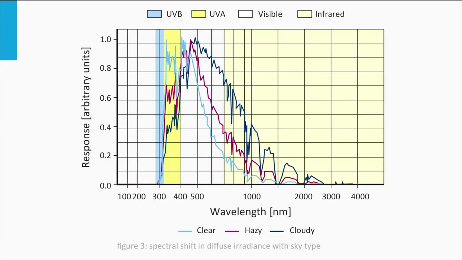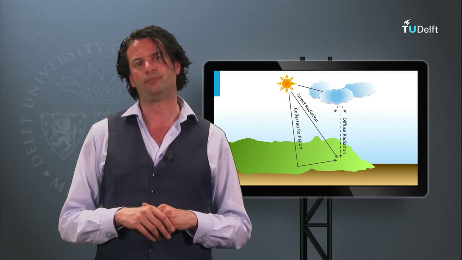On a cloudy day, the spectral composition of light is different from that of light on a clear day. Namely, on a cloudy day, represented by the black line, the relative amount of UV is less and the relative amount of infrared light is higher. That happens because the shorter wavelengths scatter more strongly.